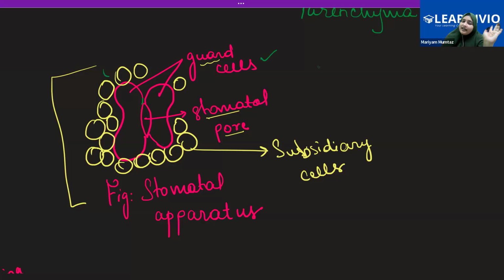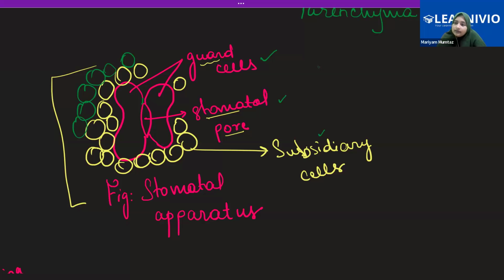Outside the guard cells, there are extra cells present, which are called subsidiary cells. Clear? And together, the subsidiary cells, the stomatal pore, and the guard cells are called the stomatal apparatus. Clear? And the guard cells are dumbbell shaped.